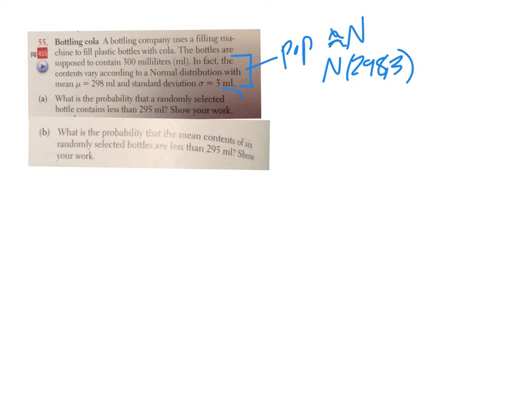Now, notice that for part A, it says, what's the probability that a randomly selected bottle contains less than 295 milliliters? They are selecting one bottle out of the population. This is not a sampling distribution. It doesn't say anything about finding the mean of a sample. It's just taking a bottle. There's no p-hat, there's no x-bar. I'm just taking a bottle out of the population. So this means I'm not using any fancy formulas. This is like a problem from chapter 2 about the normal distribution.